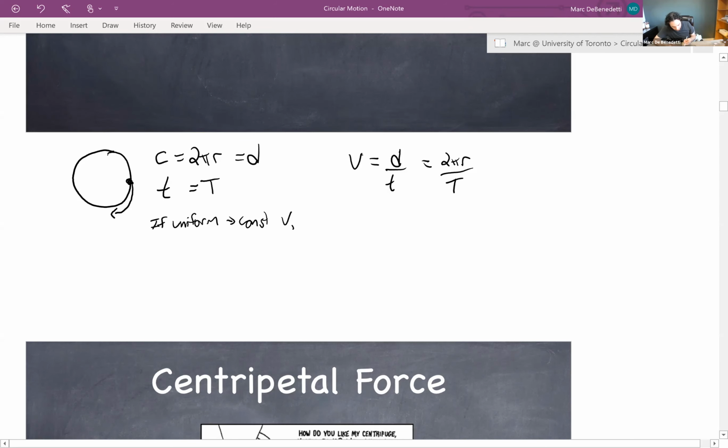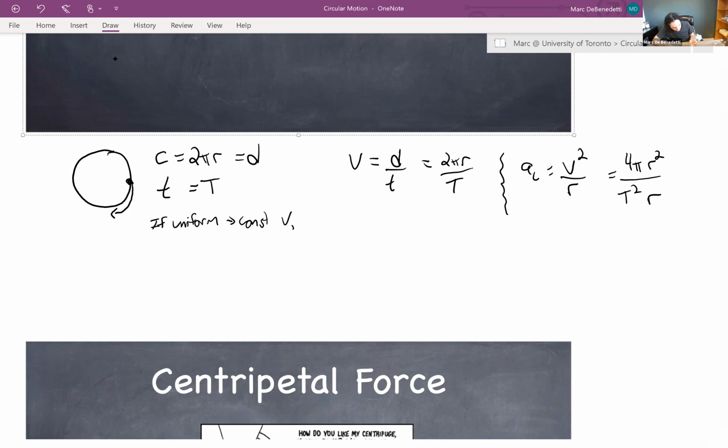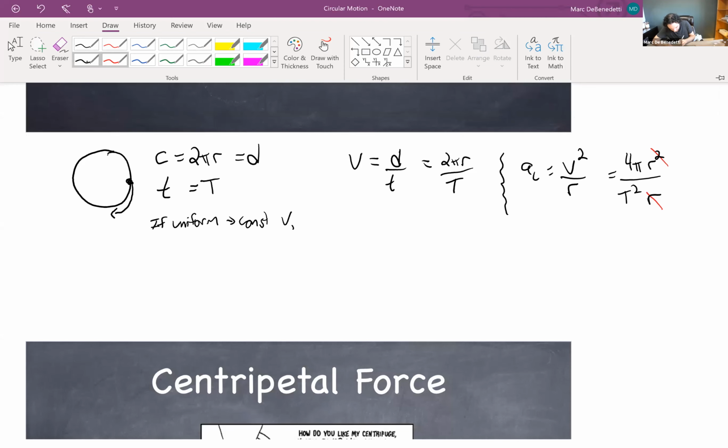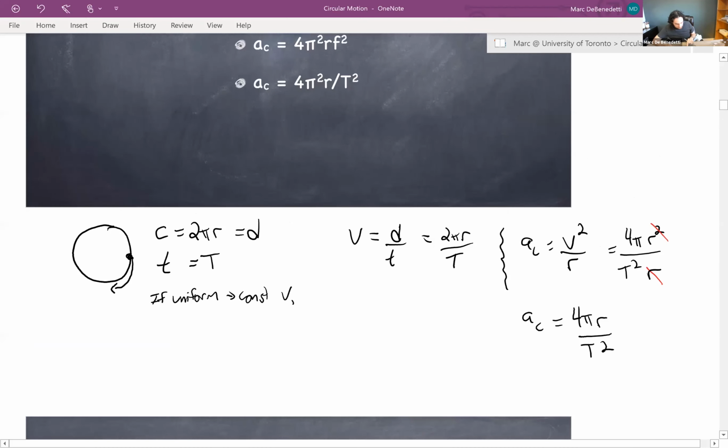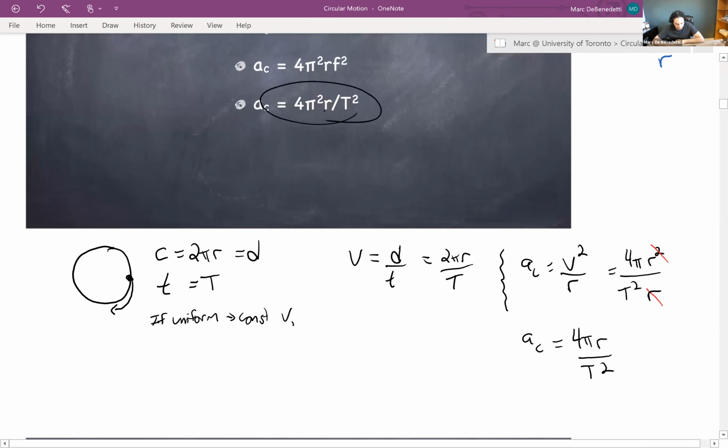So we can swap out my speed in the above equation, v squared over r. Well, v is going to be 2 pi r over T. So this is going to be 4 pi squared r squared over period squared r. And then, using our math skills, we can do a little bit of simplification. And then another formula for the centripetal acceleration is 4 pi squared r over period squared, which is what we see right there.